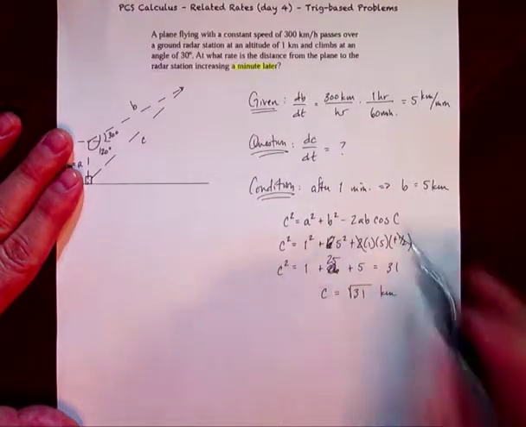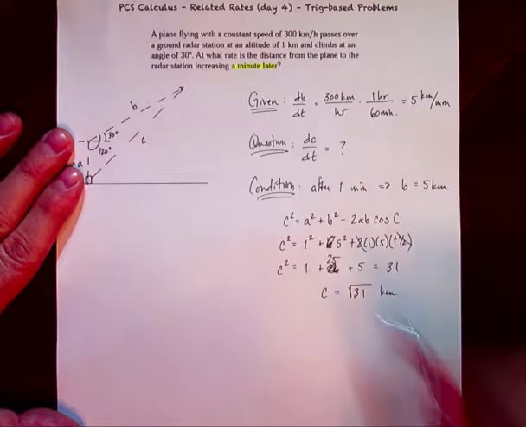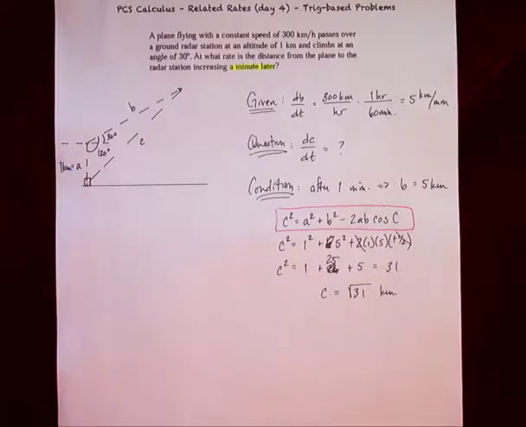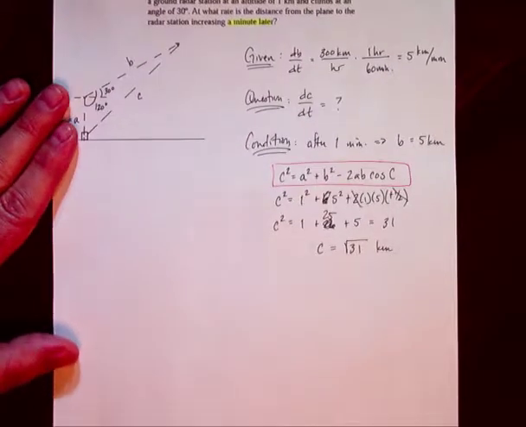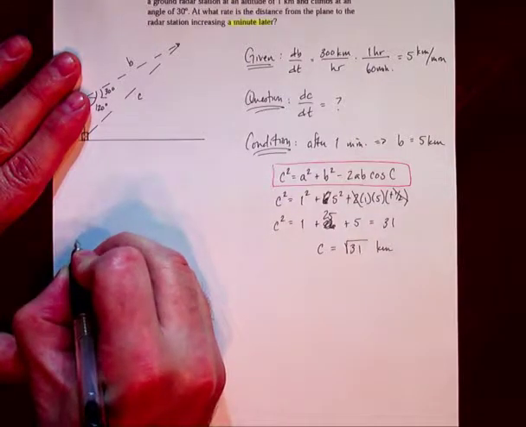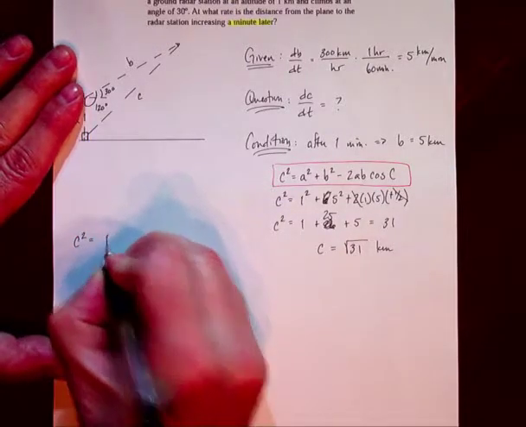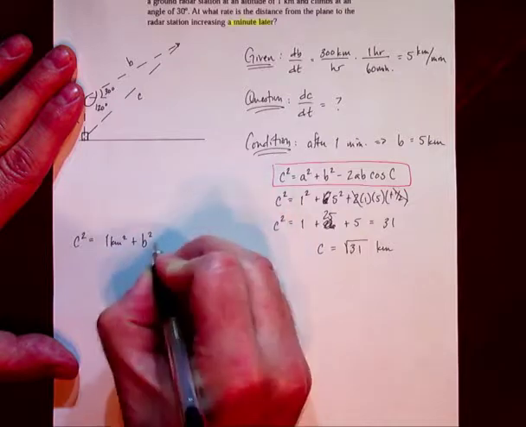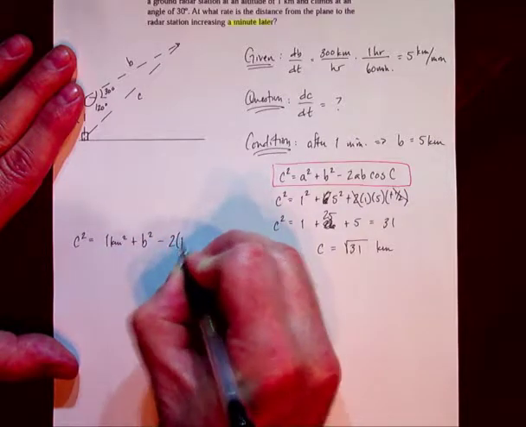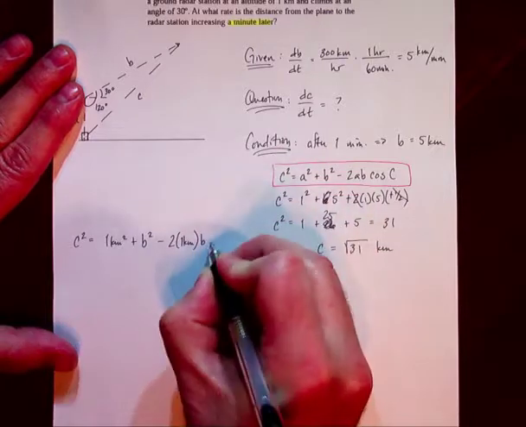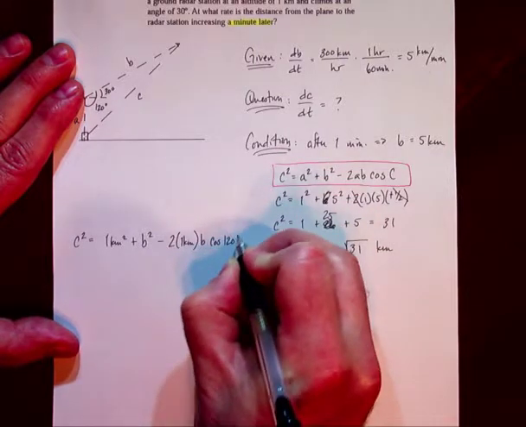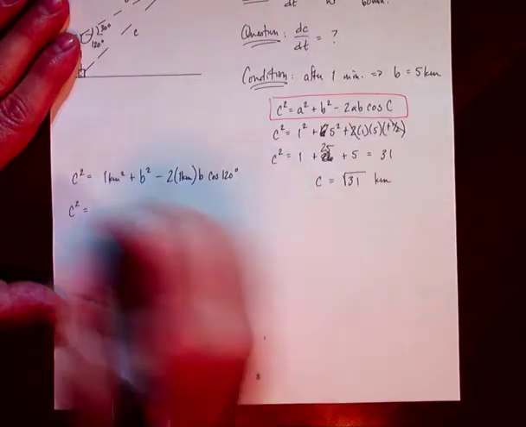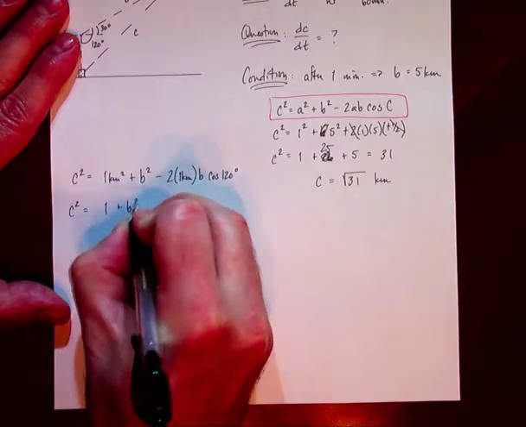Now I need to use this exact same equation. I need to differentiate it. I need to basically plug in what I need to plug in, differentiate it in order to find my dc/dt. So let's go ahead and we have C squared is equal to 1 kilometer squared plus B squared minus 2 times 1 kilometer times B times cosine of 120 degrees. Well, let's go ahead and clean that up. Let's actually get rid of the units. I know what the units are going to be, but the units are just going to crowd us out here.